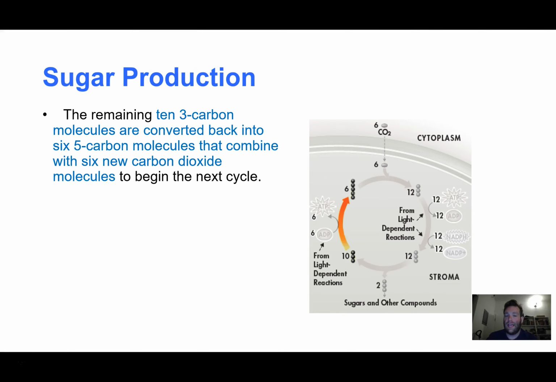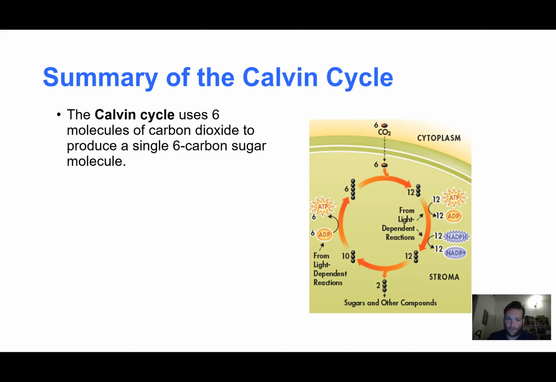So the remaining 10 3-carbon molecules are going to be converted back into 6 5-carbon molecules to combine with 6 new carbon dioxide molecules to begin the next cycle. So again, this is where we're just going to add more CO2, we're going to have more reactions occur, and we're going to use more ATP from our light dependent reactions to help trigger this. So by taking those carbon strings, we're going to actually then convert them into a 5-carbon sugar.